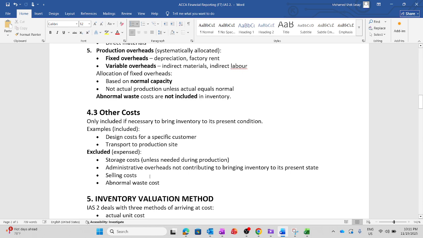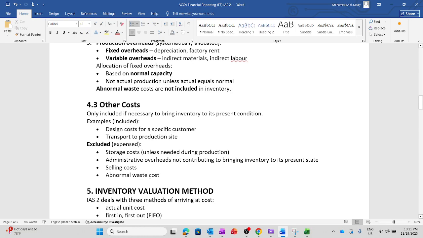Also, we are going to look at other costs, only included if necessary to bring the inventory to its present condition. For example, we can talk about the design cost for a specific customer. For instance, if we want to brand the product, to write a unique name on the plastic for the Sarah juice, all these costs should be included. The transportation to the production site is very important. If we bought the mangoes from, let's say, the provinces, then automatically we need to pay transportation to the production site. So all of these should be included as part of the cost of the Sarah juice that we are going to produce.